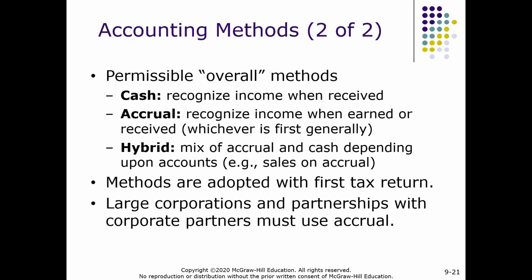Again, it's a very good example of when that's not going to be the case, that if you get the cash ahead of time and it's a prepaid income expense, you're not necessarily going to record that as income immediately. So methods are adopted with the first tax return. Large corporations and partnerships with corporate partners must use accrual. And part of the reason for that is they don't want any funny business. They don't want you using this as a method in order to maximize your benefits. It's a method for you to ease compliance.